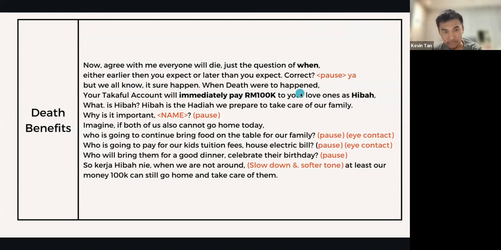When death happens, your Takaful account will immediately pay 100,000 to your loved one as hibah. So what is hibah? Hibah is the hadiah that we prepare to take care of our family member. So why is it important, Cairo? Pause. So this is the question part.